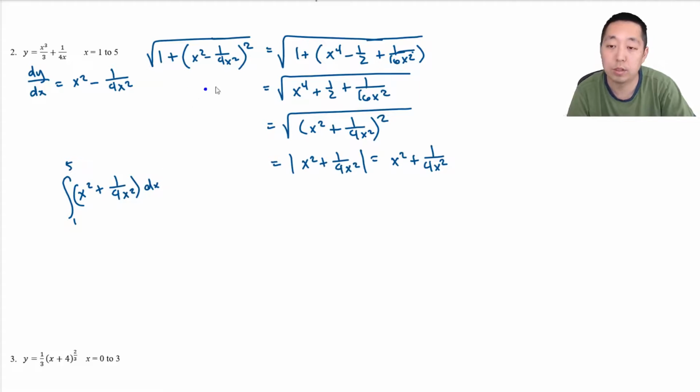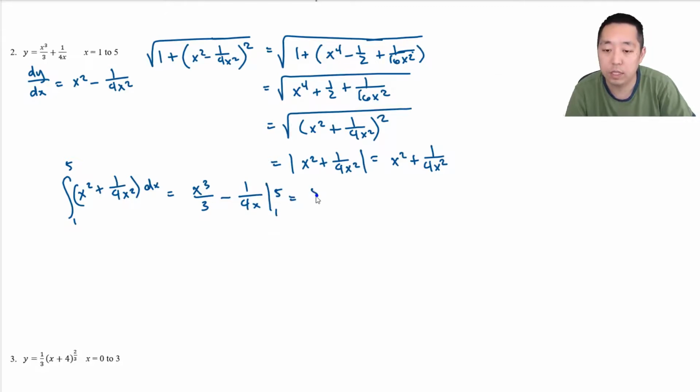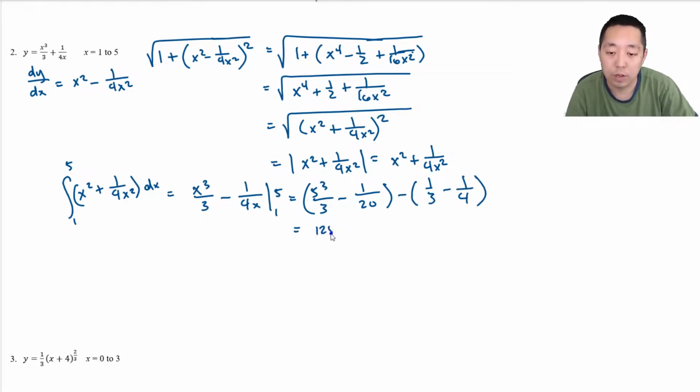Because remember, we do the integral of this from 1 to 5. So this becomes x cubed over 3 minus 1 over 4x evaluated from 1 to 5. So I can get 5 cubed over 3 minus 1 over 20, all of that minus 1 over 3 minus 1 over 4. So let's do this. This is 125 over 3 minus 1 over 20 minus 1/3 plus 1/4. So this is going to be 124 over 3, combining these two.